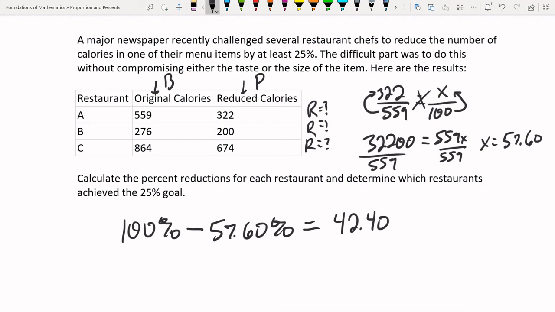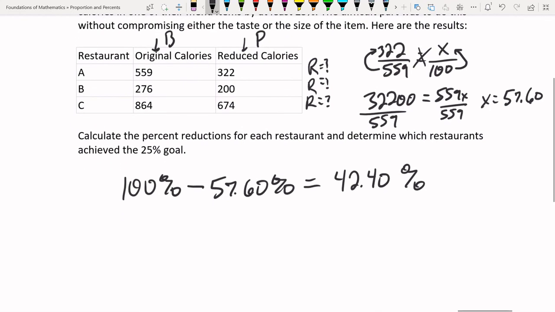Yep. So restaurant A decreased its menu item by 42.40%, which is almost, I mean, that's almost half of the original calories in the dish, which is quite impressive. Okay, let's move on to restaurant B.